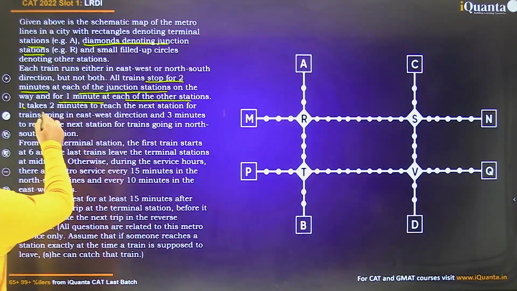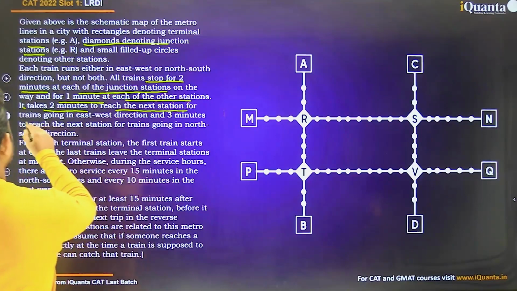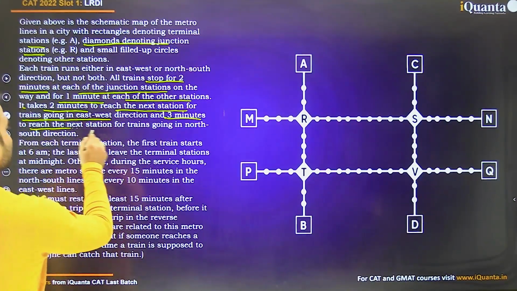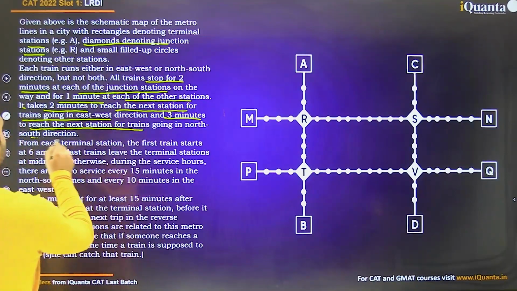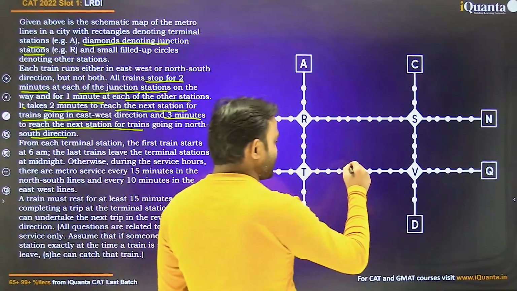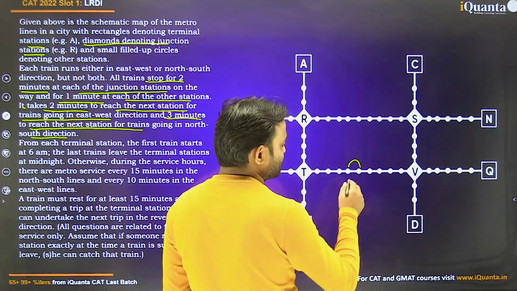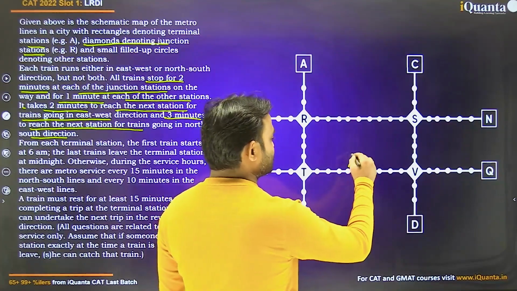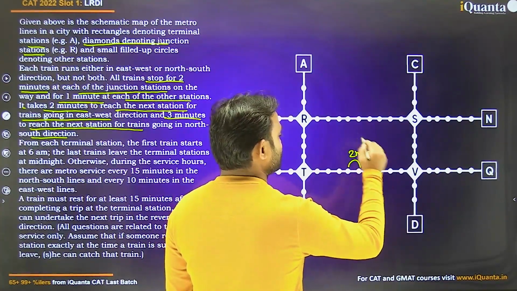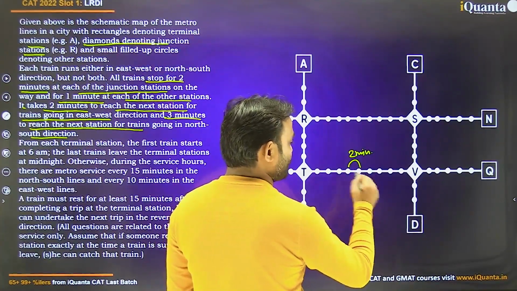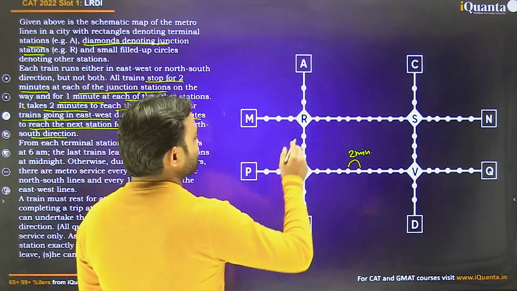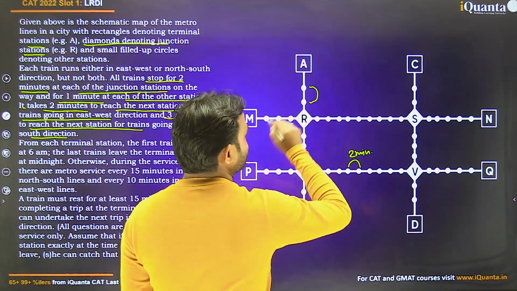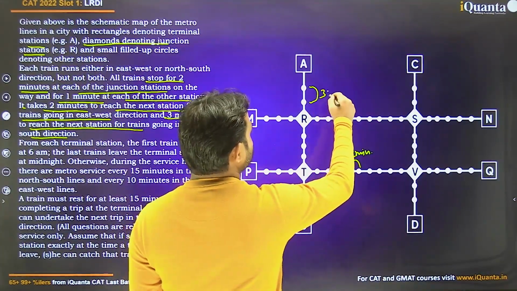It takes 2 minutes to reach the next station for trains going in east-west direction, and 3 minutes to reach the next station for trains going north-south direction. So the time taken by a train to cover the distance between any two consecutive stations is 2 minutes, and there is also a 1 minute stop. And in case of north-south, south-north, the time taken by the train to cover the distance between two stations is 3 minutes.